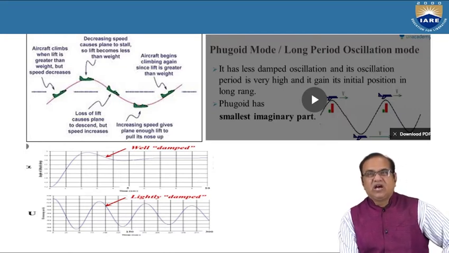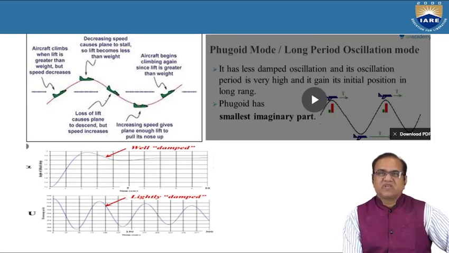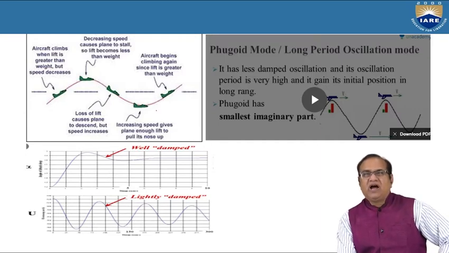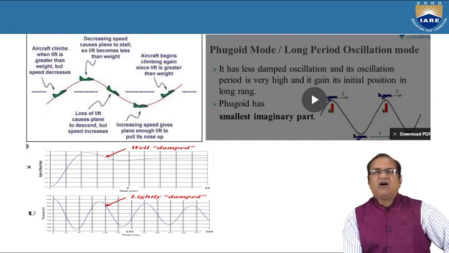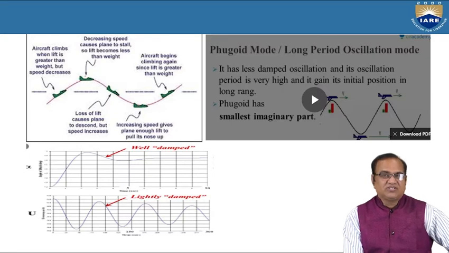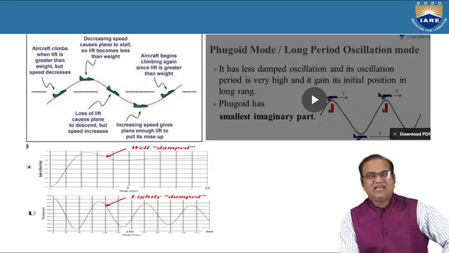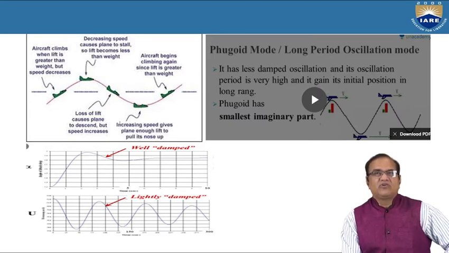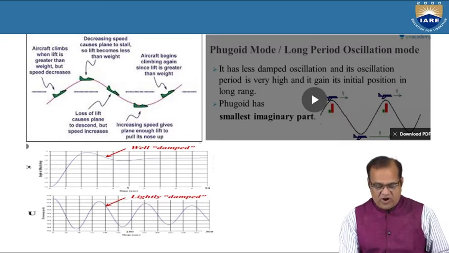Here, the loss of lift causes the plane to descend, but speed increases. As it is going down due to less lift, the velocity of the aircraft increases. Increasing speed gives the plane enough lift to pull the nose up. So again it goes up, and like this the phugoid mode operates. I think it is clear how this happens. If it goes to the top, the lift will be highest and stall will happen. Now the velocity will be minimum, so it starts decreasing. Due to gravity, speed starts increasing, but speed is still very low, lift increases again, and it climbs again. So like this the aircraft goes up and down, and this is called the phugoid.